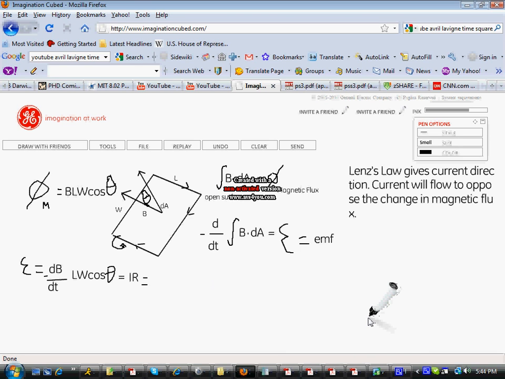In reality, I would say the most common way of doing it, especially in generators or dynamos, is to change theta with time by spinning something around. You change theta with time and you get an EMF that way. But I decided not to try to draw that, and also I would have to write out more equations because the derivative of cosine is negative sine, and so on and so forth.